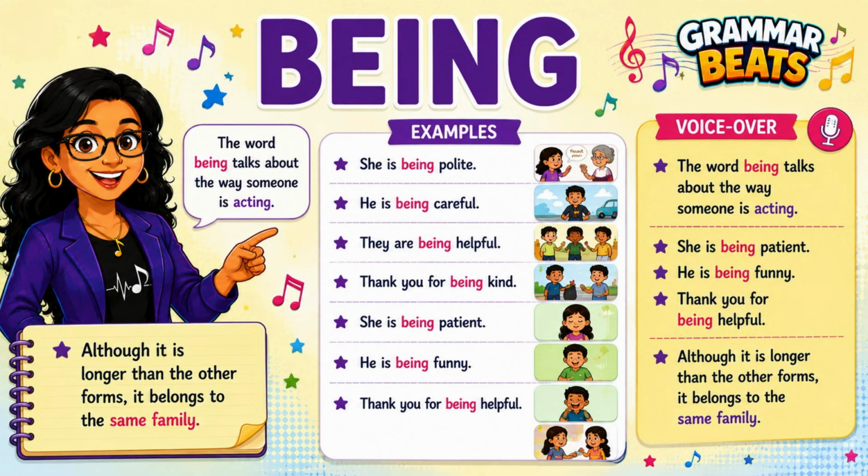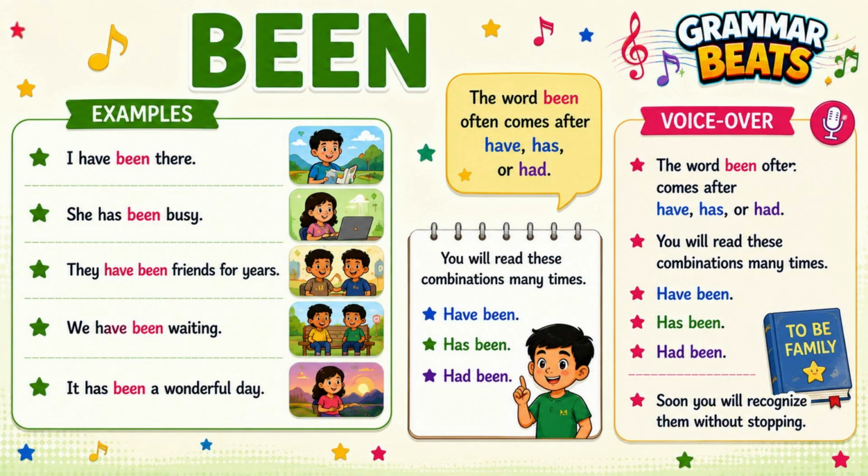Thank you for being helpful. He is being funny. Been. The word been often comes after have, has, or had. These combinations, has been, have been, had been, appear many times in sentences. You need to recognize these words as soon as you see them. Examples, I have been there. She has been busy. They have been friends for many years. We have been waiting. It has been a wonderful day.